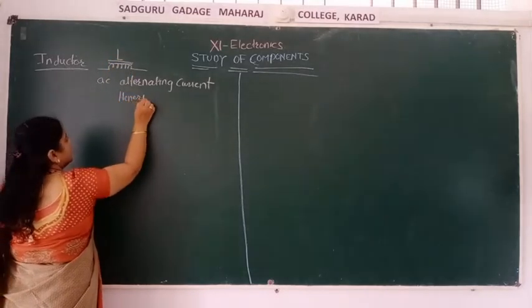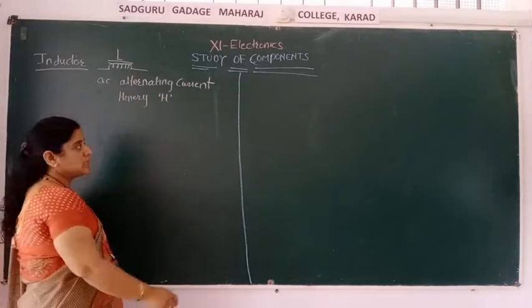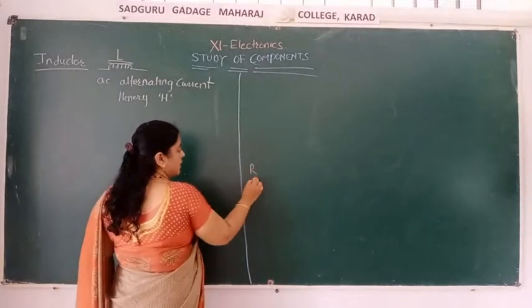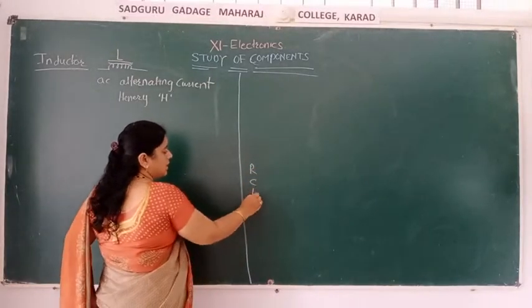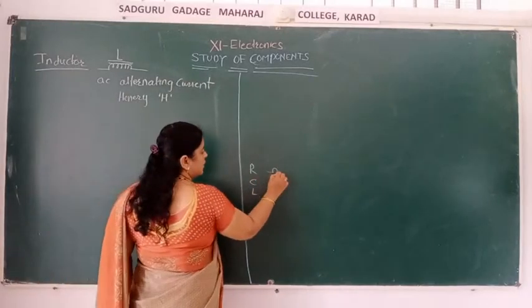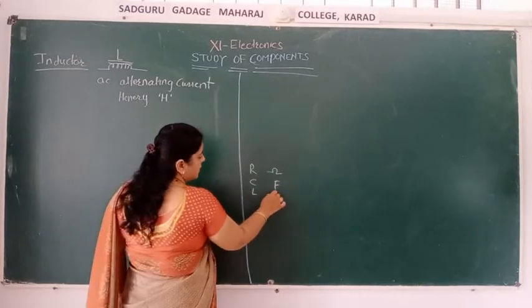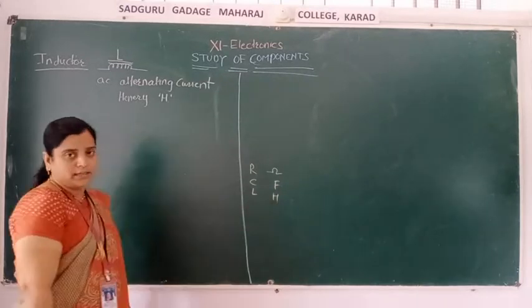Just as we measure the resistor in R and the capacitor in C, similarly we measure the inductor in L. The resistor's SI unit is ohm, the capacitor's unit is farad, and the inductor's unit is Henry, that we have seen in the last lecture.